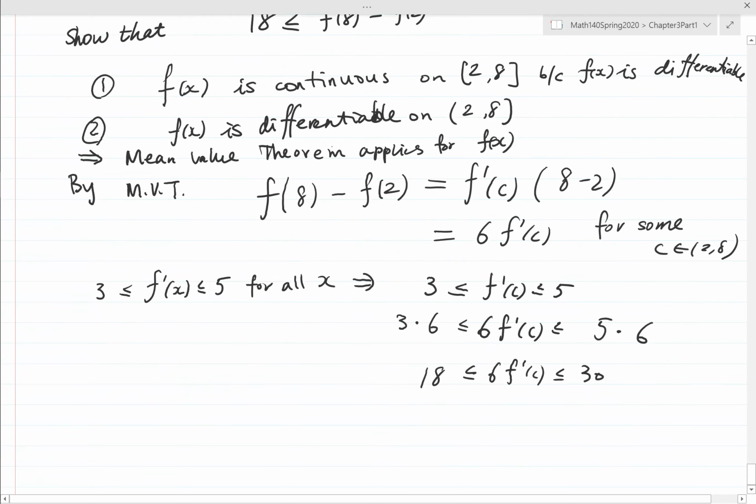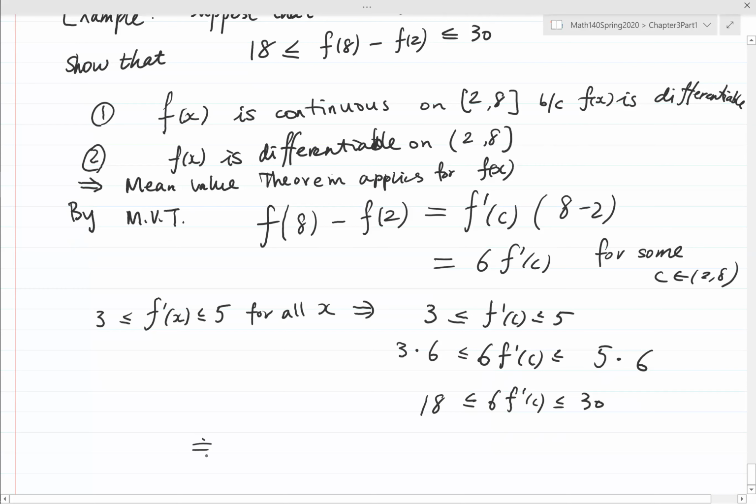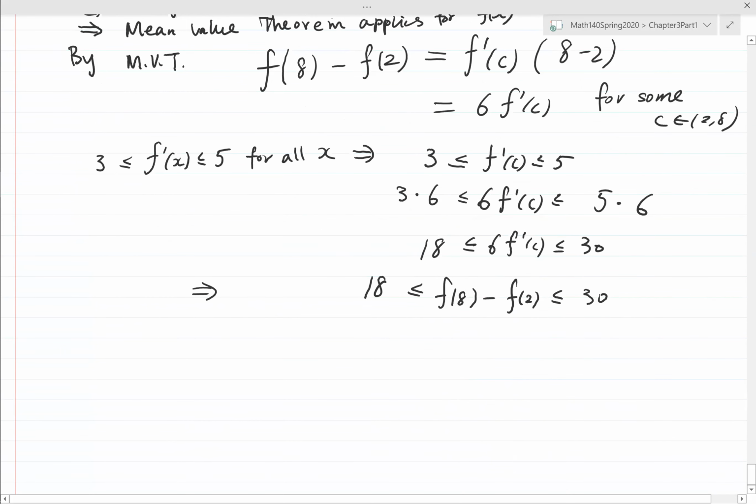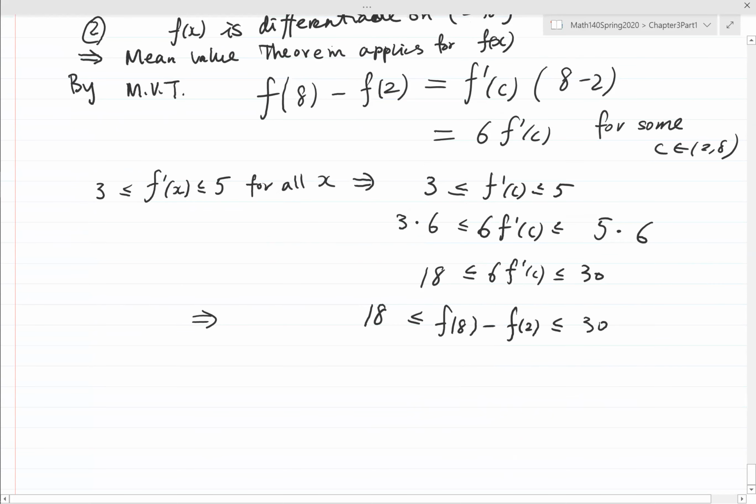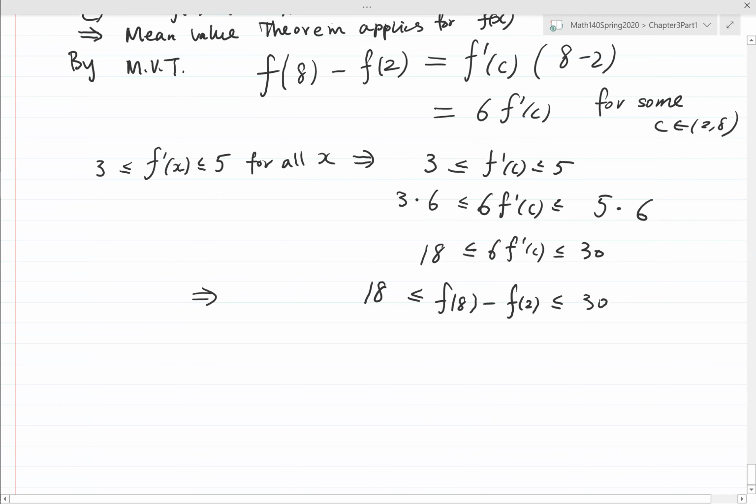So substituting by the mean value theorem, we get the difference f(8) minus f(2) is bounded by 30 and 18. Then we are done. The idea of the mean value theorem tells us that we can find the change of the function value by the product of the derivative and the change of input.